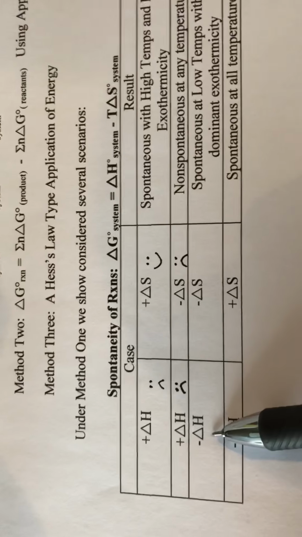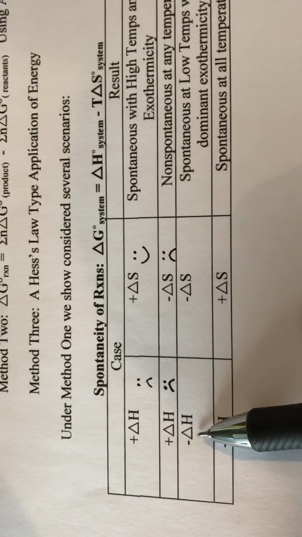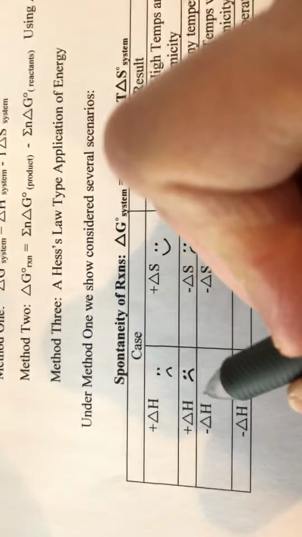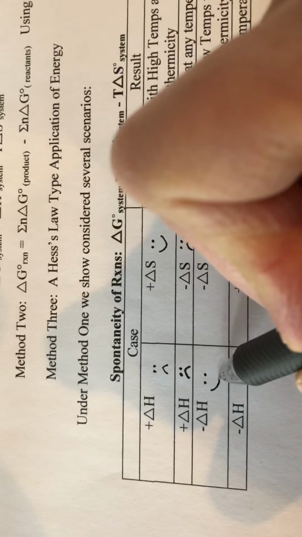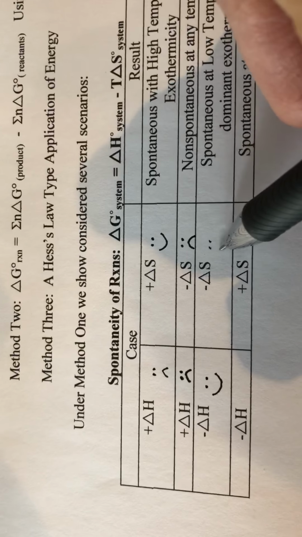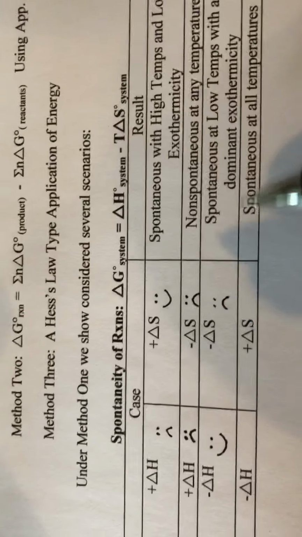Let's take a look at another scenario. What if you have a negative delta H? This is good. It's going to release enthalpy. Ooh, but it's going to go down in entropy and get less chaotic. That's the opposite of what the universe calls for.